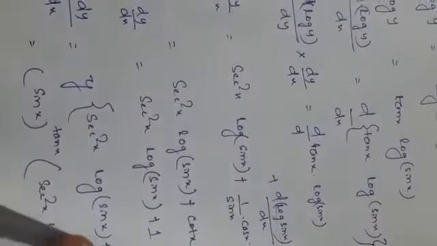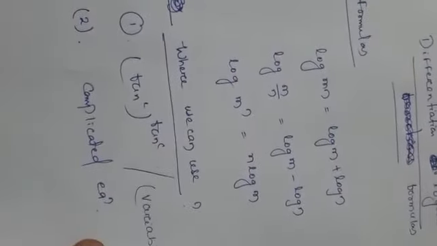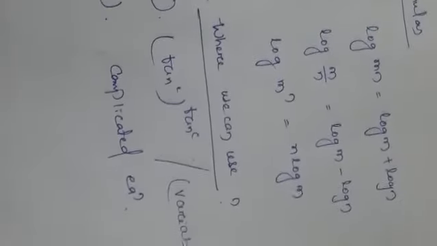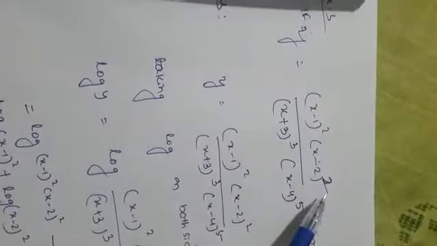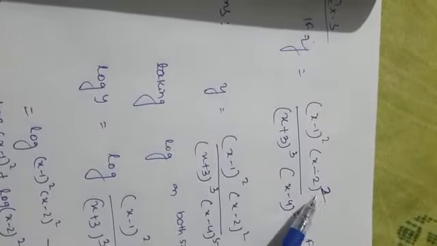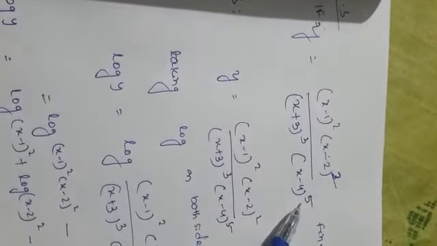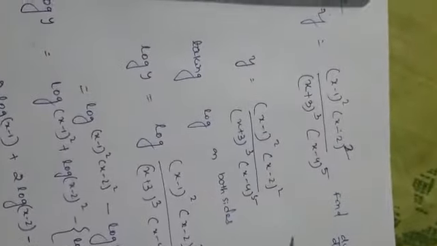So whenever variable power variable, function of x power function of x is there, we can use these logarithmic formulas to find the differentiation. Again, what is the second part? The second part is the complicated equation. See, which type of equation? y is equal to x minus 1 whole square into x minus 2 whole square, x plus 3 whole cube, x minus 4 power 5. Find dy by dx.